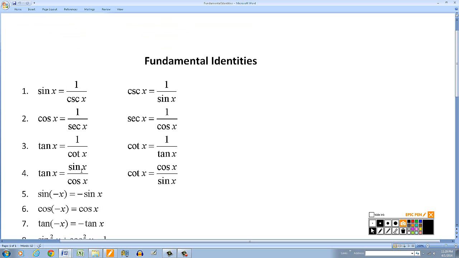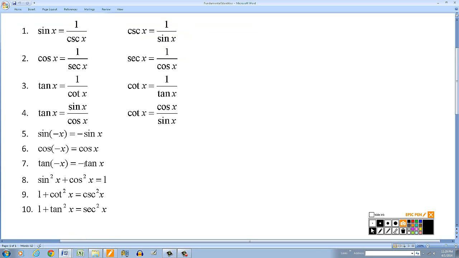So we're not going to use all of these, but these are basic identities that you need to know by memory. And of course later on as you study trigonometry, other identities will come into existence. So there's quite a few, but these are the basic or the fundamental ones.